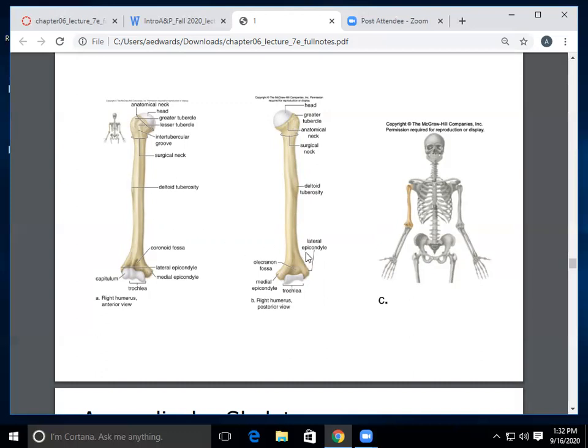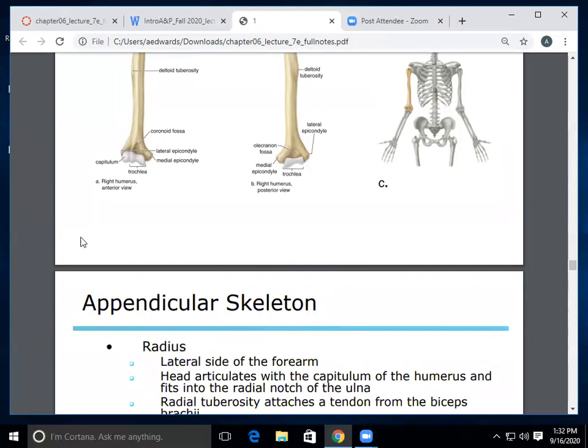You've heard about the epicondyles. This is lateral because it's on the outside of the body. Medial is going to move toward the midline. You have a trochlea and the capitulum. Think of the trochlea as a pulley; it allows your forearm to move along it and forms a smooth surface. You have some fossae, little holes.